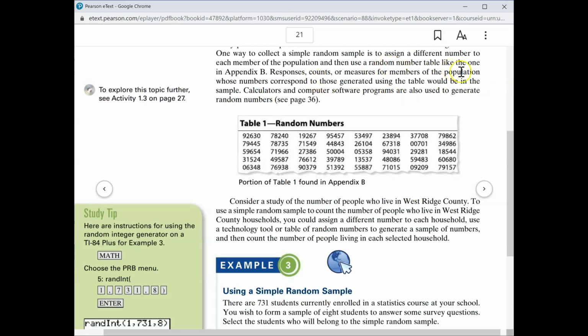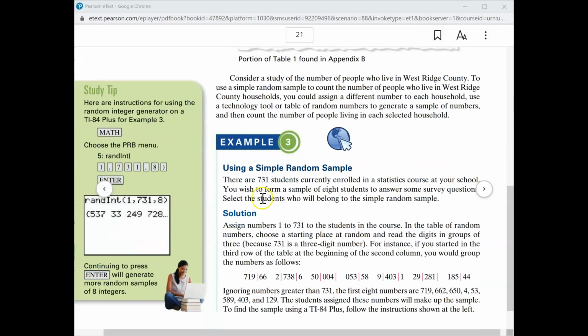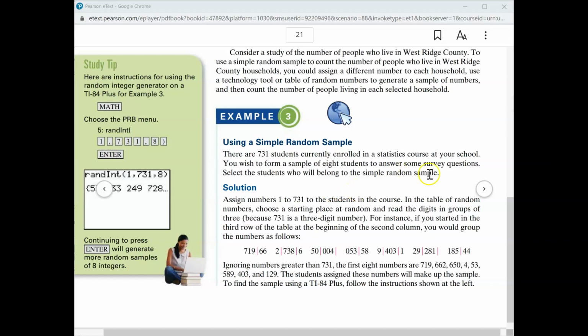Responses, counts, or measures for members of the population whose numbers correspond to those generated using the table would be in the sample. Calculators and computer software programs are used to generate random numbers. Let's look at this example. There are 731 students currently enrolled in a statistics course at your school. You wish to form a sample of 8 students to answer some survey questions. Select the students who will belong to the simple random sample.